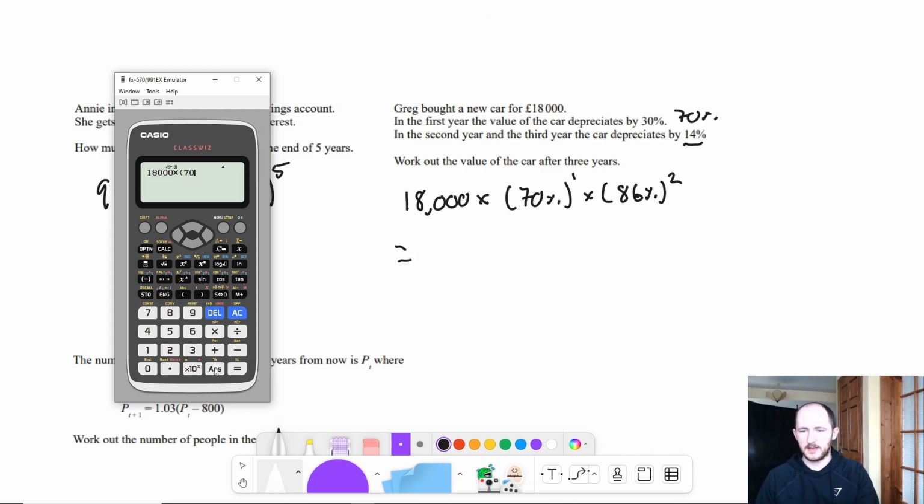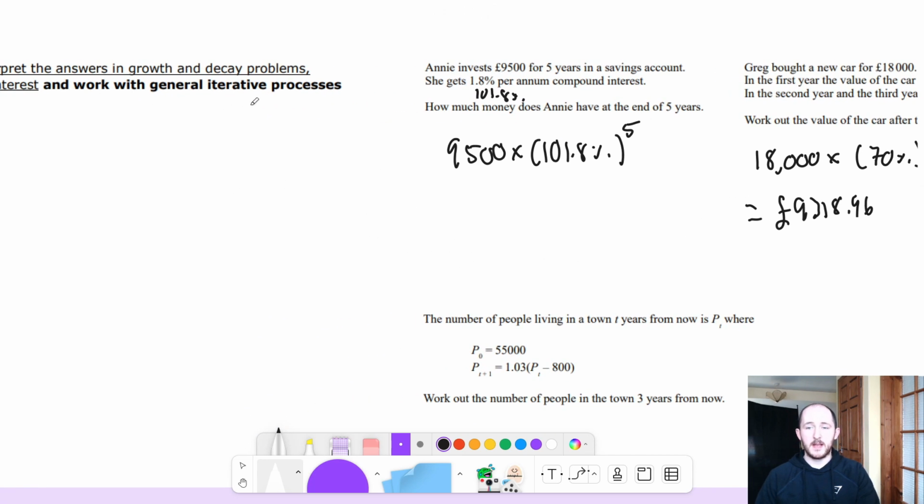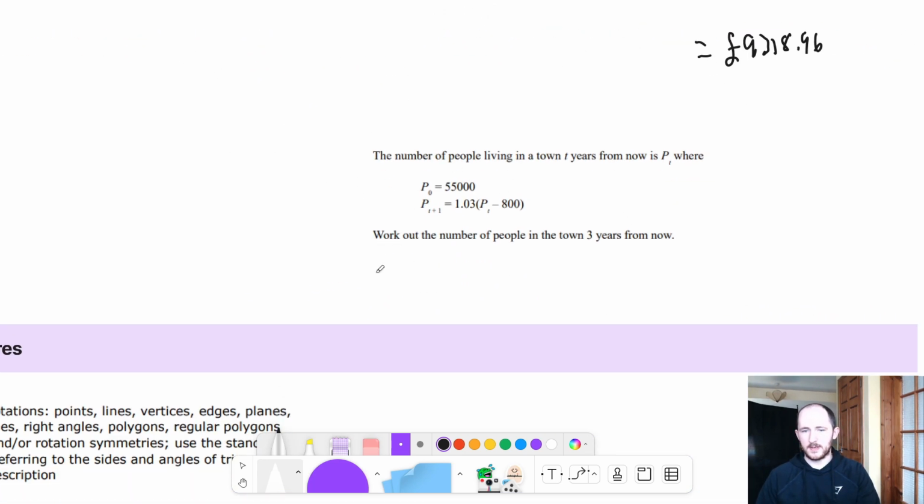I tried doing shift 5 for percentage, but it didn't work. Okay, and then 86%, shift that, bish bash bosh, 2, and we get the correct answer here, 9,318.96. Again, remember 2 decimal places. This is already in 2 decimal places, so it's nice and easy. And again, this spec point talks about iteration. We've already done that, nice and easy.